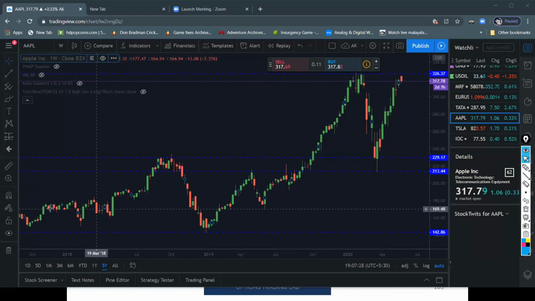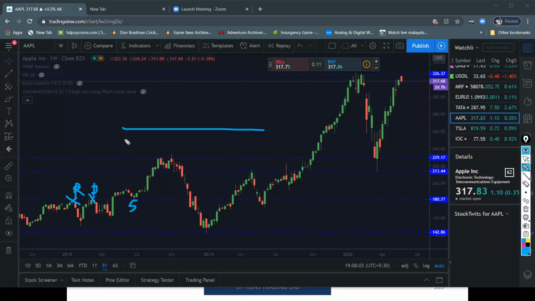If you draw a resistance level here, I will draw a line here because at first this is acting as a resistance for the market. 1, 2, and then see what happened after that. This resistance level gets broken, and then it's acting as a support. Whenever a resistance line gets broken, it will act as a support for the market, and travel along that line.